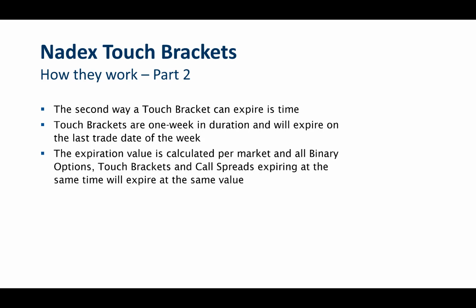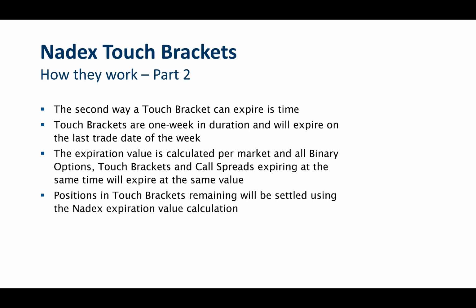The expiration value is calculated per the market, and all binary options, touch brackets, and call spreads expiring at the same time will have the same expiration value. So for example, if we look at all of the contracts for a given market, say such as the US 500 that are all expiring at the same time, they will all have the same settlement calculation used for binary options, call spreads, and touch bracket, and will have the same value assigned. All open positions that reach expiration will settle to that value.